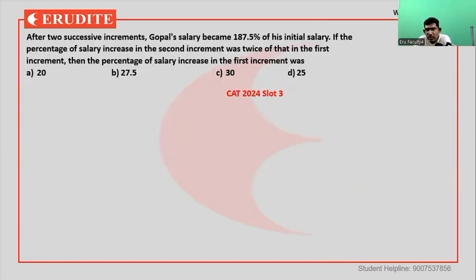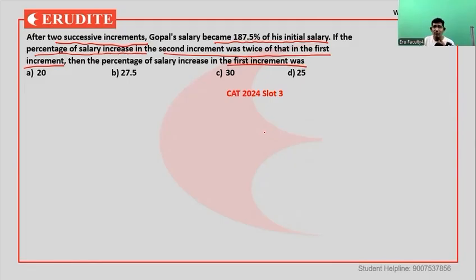Up next, we take a latest CAT24 example. This appeared in CAT24 in slot 3. Now, what does it say? After two successive increases, so it is apparent that it is a question of successive increase. Okay. Gopal's salary becomes 187.5% of initial salary. Now, if the percentage of salary increase in the second increment was twice that in the first increment, then what was the percentage of salary increase in the first increment?